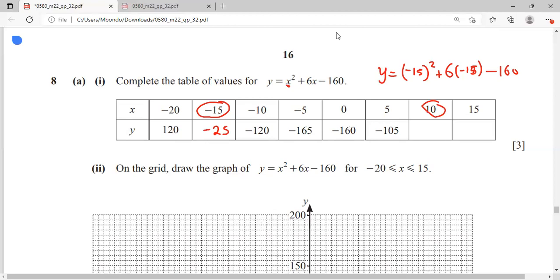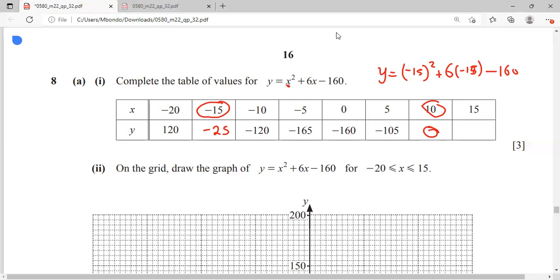So we put what? We are going to say now 10 squared plus 60 there minus 160. So this one is going to give us a 0 here. This one will give us a 0. Let's do the last one.